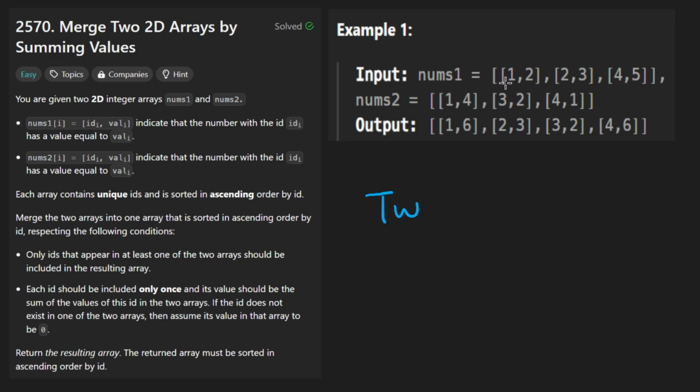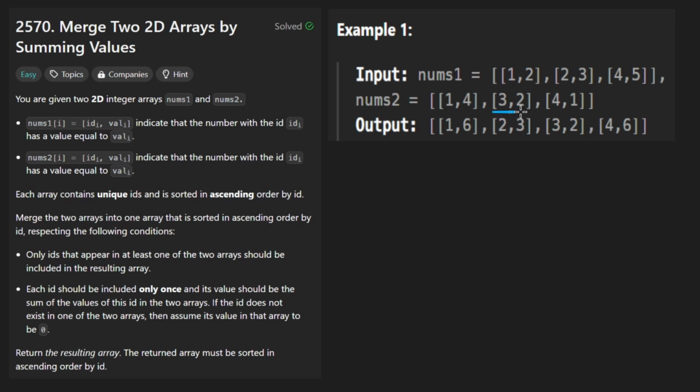You could think of it as initializing a pointer here and a pointer here. They're the same this time, so that's easy. You merge them and then shift both of the pointers. Now we have a pointer here and a pointer here. Now the IDs are different, so what do we do? We pick the ID that's smaller. This pair has a smaller ID. So then we just take this entire pair, add it to the output, and then shift this pointer.